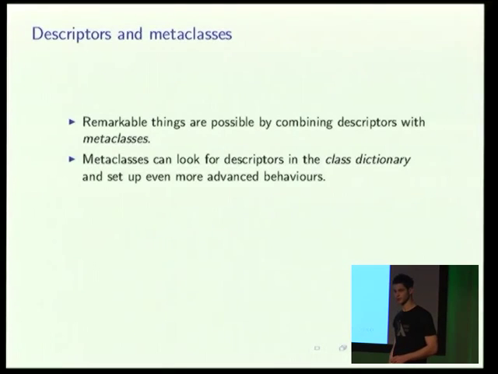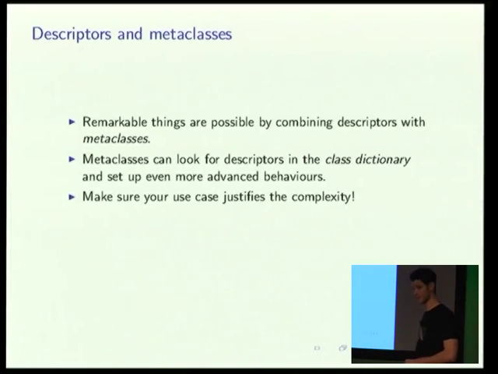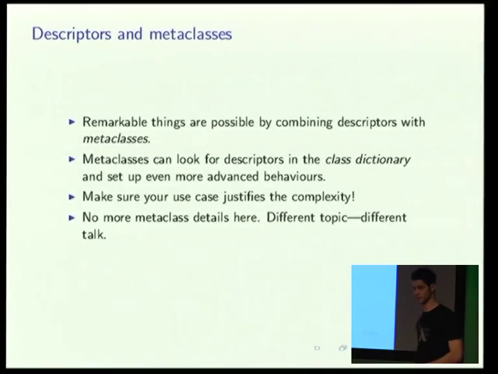So the metaclasses can look in the class dictionary when the class is defined, and if it sees particular descriptors of interest, it can go and set up some additional state or scaffold up some network connections or whatever crazy things you want to do. And then you can have your descriptors interact with that extra context that the metaclass sets up. You can do some pretty powerful things, but make sure your use case justifies the complexity. Know why you're doing it. I'm not going to talk more about how to use metaclasses here. It's an in-depth topic for a different talk, perhaps.